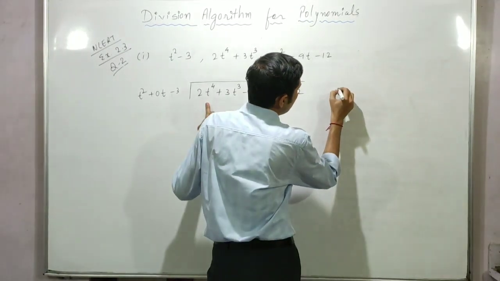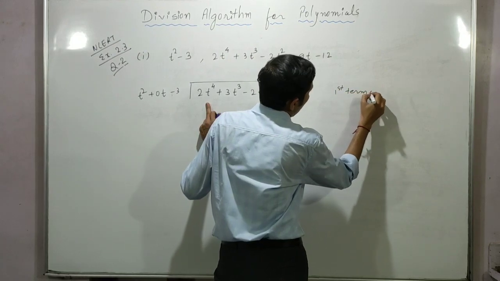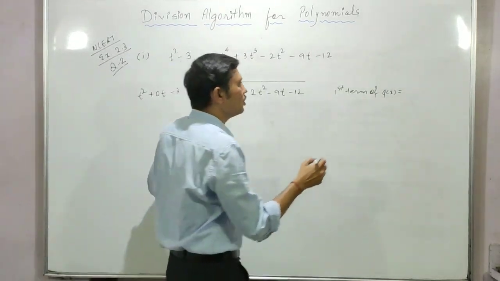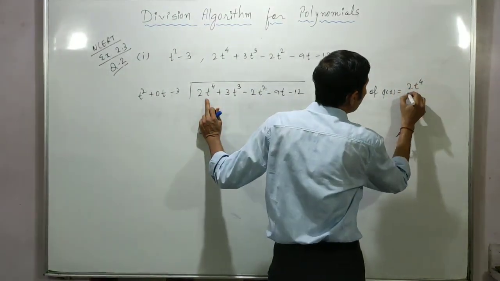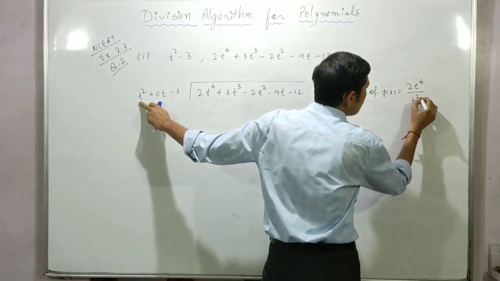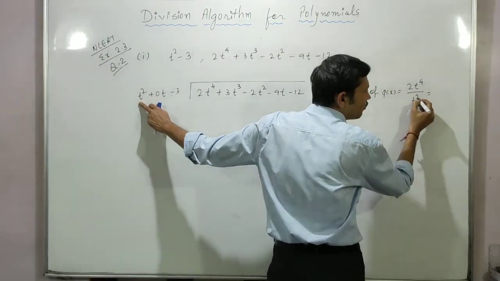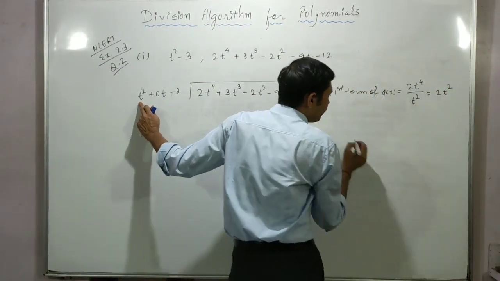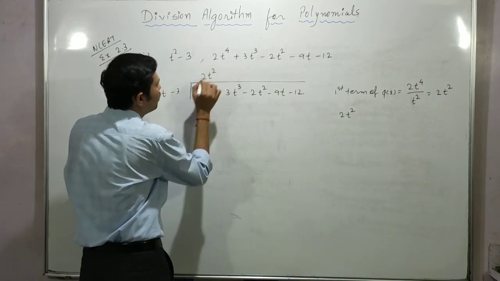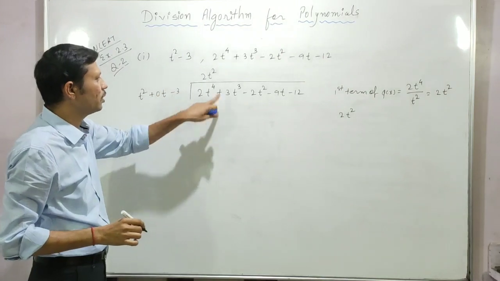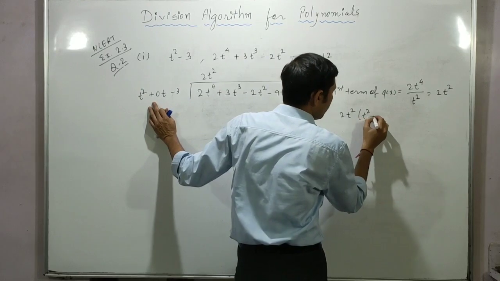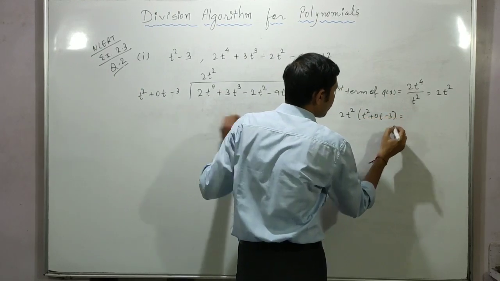Now the first term of the quotient, how can we get it? The first term of the dividend, 2t the power 4, should be divided by the first term of the divisor, that is t the power 2. From the 4, the 2 will be subtracted, so 2t the power 2 is left, and now 2t the power 2, that's our first term of the quotient, and this 2 should be multiplied and written down here. So make the product t square plus 0t minus 3.